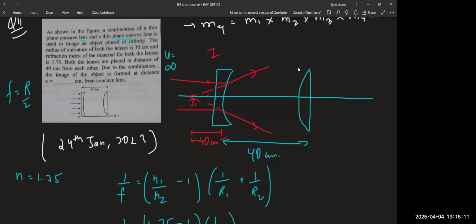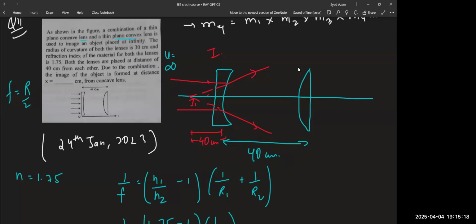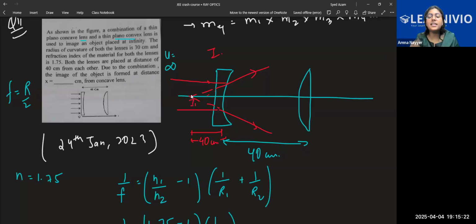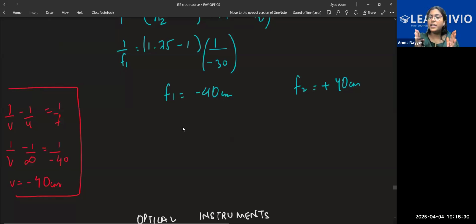80 centimeter, exactly. And sign, positive or negative? Negative, right? So see, this is what we were discussing about the virtual images and virtual objects. This is our object distance for the second lens. Now we are referring to the second lens. This was the first lens. We need not even calculate this.